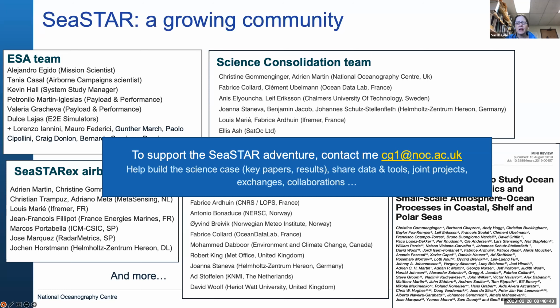Thank you. Tom Farrar has his hand up. Yeah. Thanks for the interesting talk. Could you please tell us about the velocity accuracy requirements and the plan to validate the performance of SEASTAR?